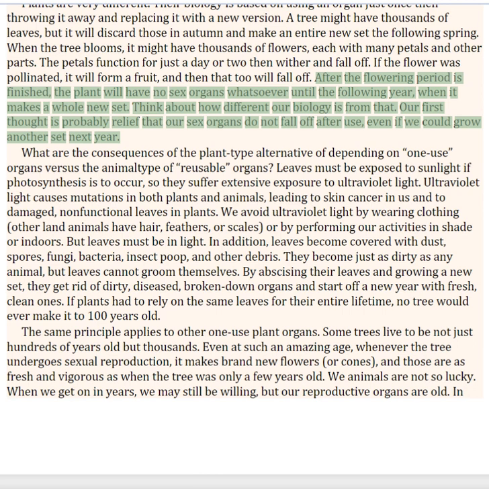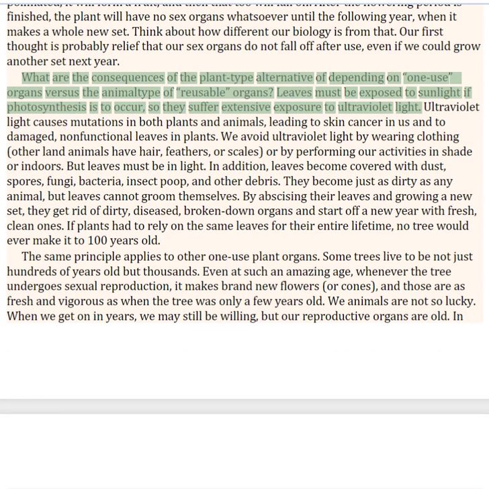Think about how different our biology is from that. Our first thought is probably relief that our sex organs do not fall off after use, even if we could grow another set next year. What are the consequences of the plant type alternative of depending on one-use organs versus the animal type of reusable organs? Leaves must be exposed to sunlight if photosynthesis is to occur, so they suffer extensive exposure to ultraviolet light.